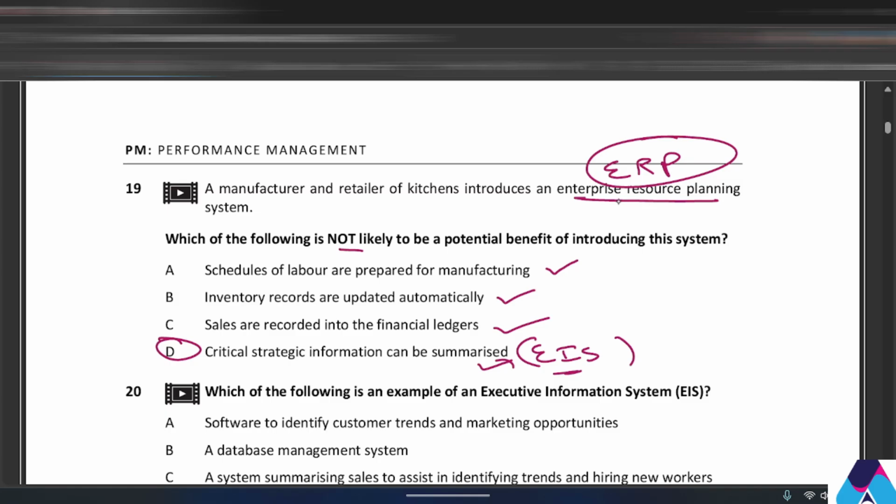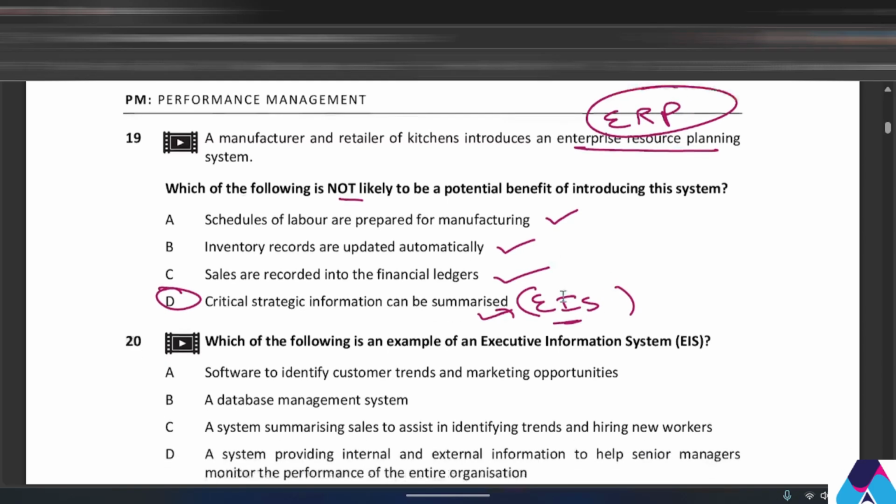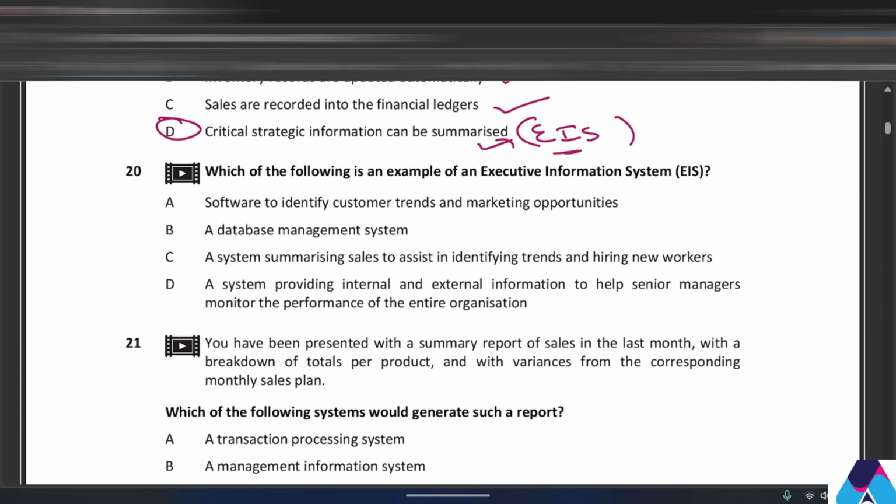So it's basically integrate all of them, right? So that's why schedules of labor can be prepared for manufacturing, inventory records are automatically updated, sales are recorded into the final ledger. So all of these are a potential benefit. But D, as I said, is for the executive information system. Therefore, this is wrong.